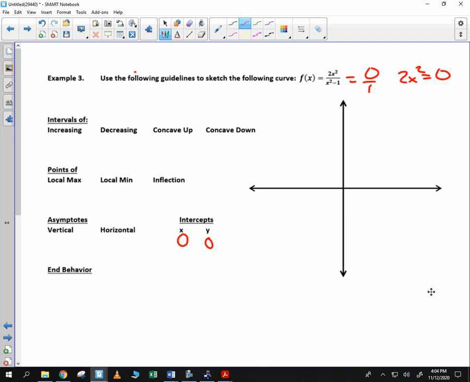Notice the denominator, the domain does not include negative 1 or positive 1. So x is equal to negative 1 and positive 1 will give you 0 in the denominator. So therefore, I'm going to have vertical asymptotes at x equals 1 and x equals negative 1.